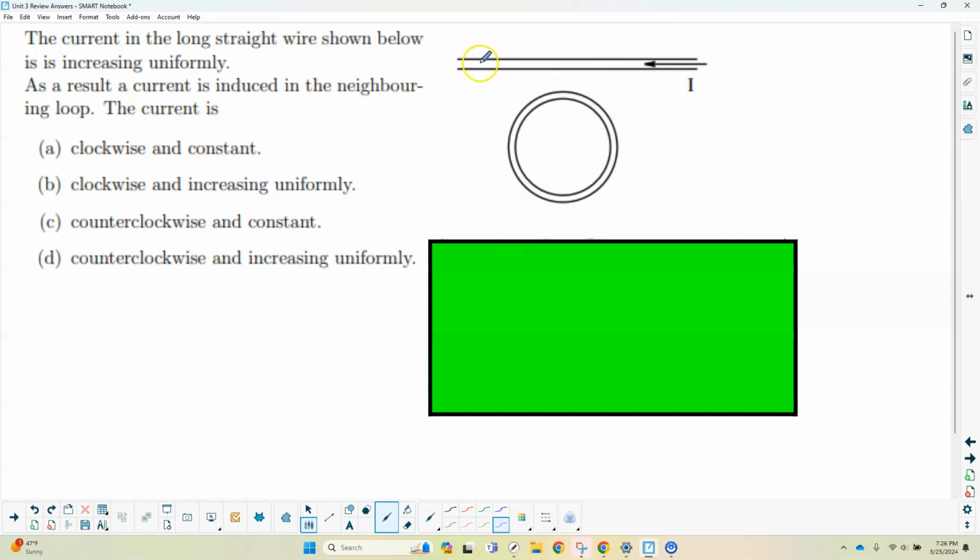So the current in the wire is going to the left. We have to first figure out what kind of field loops around that wire with current going through it.